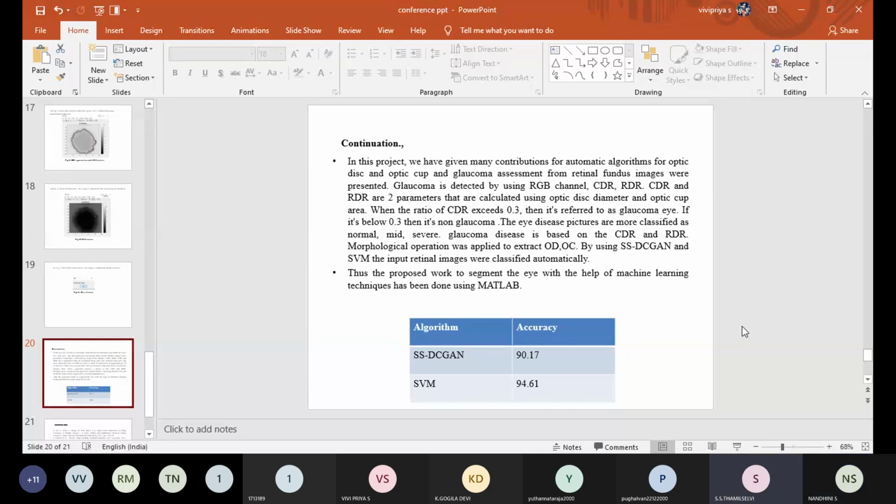So you have identified the affected portions of your eye image. Yes, ma'am. And you have mentioned that this is glaucoma. Yes, ma'am. Whether any other diseases are there for this fundus image or only this alone? Ma'am, diabetic retinopathy is there. So only a maximum of 2 diseases will be there in that affected image.